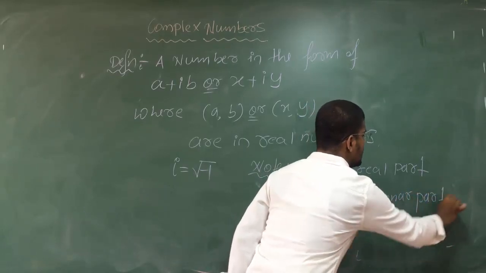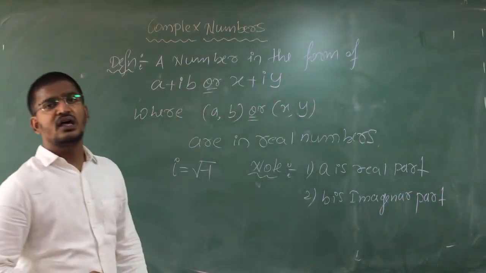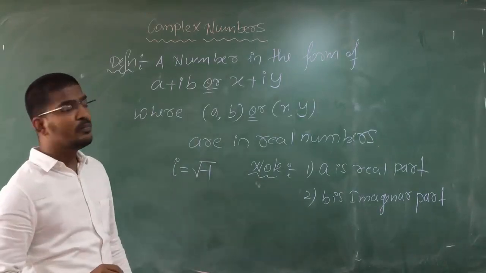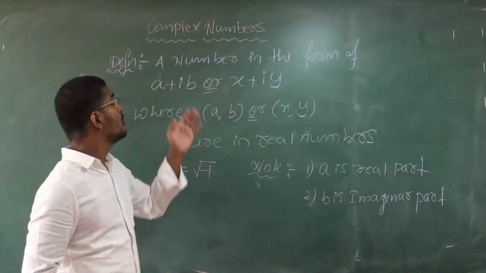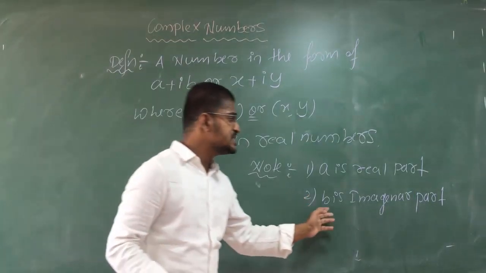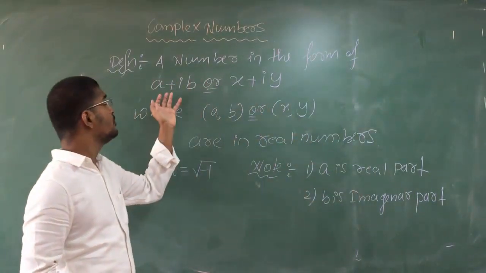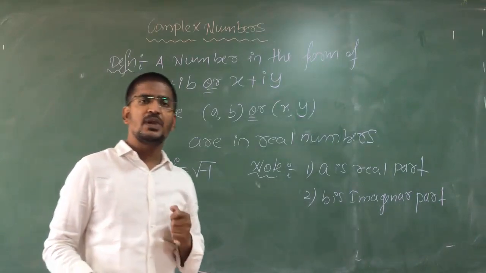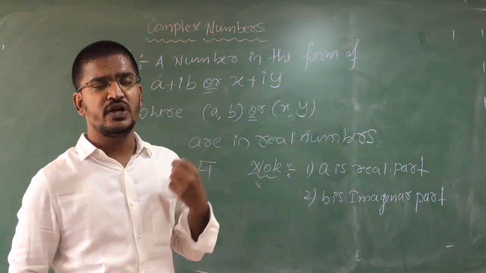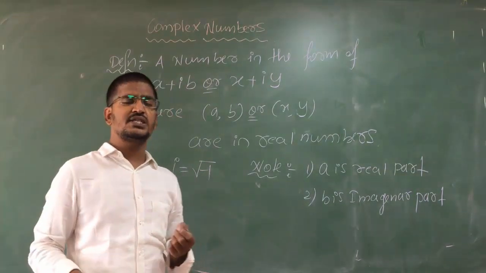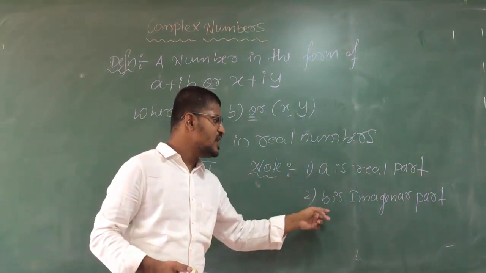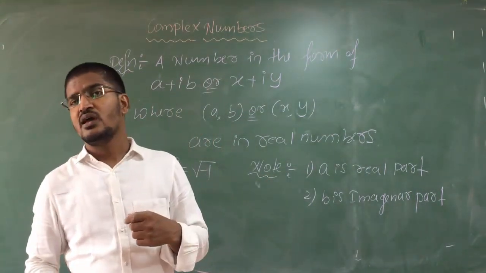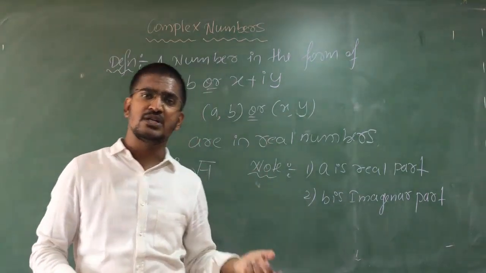B is the imaginary part of your complex number. That is, a is the real part of the complex number, b is the imaginary part of the complex number. That means a complex number has two parts. One is the real part and another one is the imaginary part. So the real part will be a and the imaginary part will be b. But a and b are real numbers, no problem.